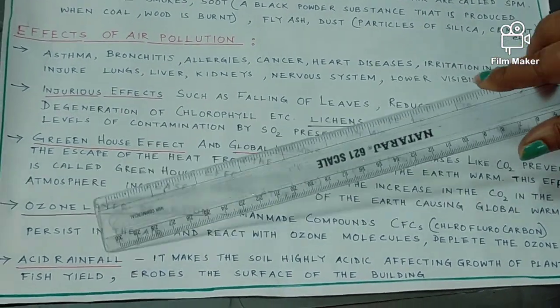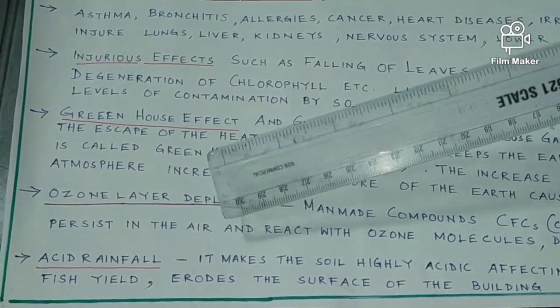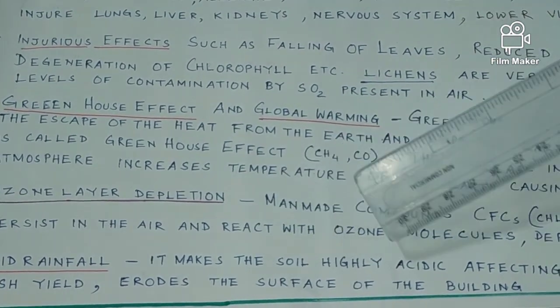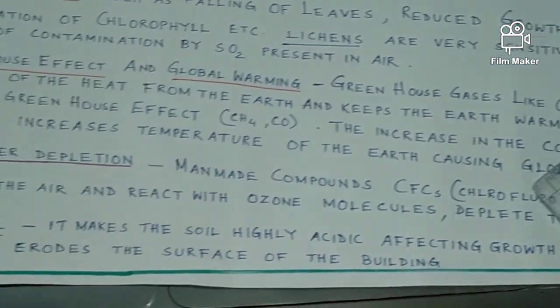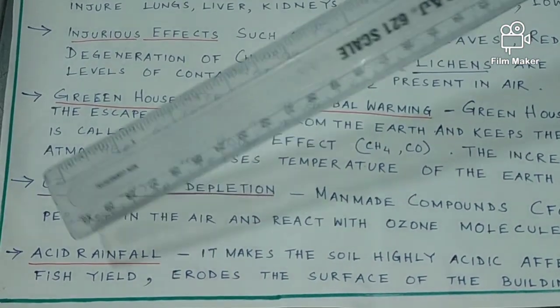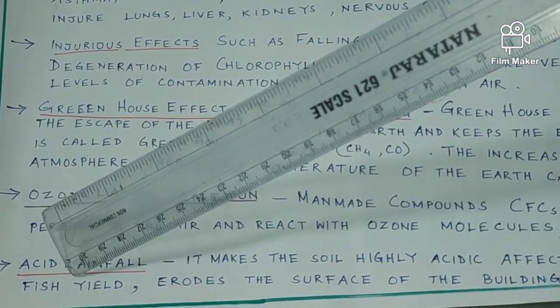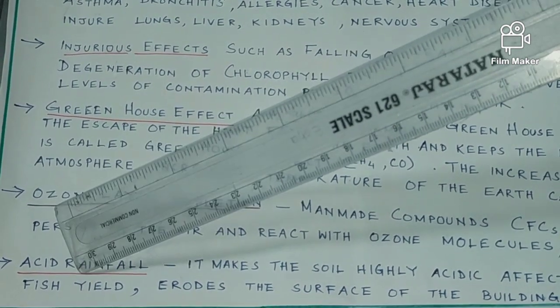Now come to acid rainfall. As I already told you how acid rainfall is produced. Acid rainfall will make the soil highly acidic. It will affect the growth of the plants. It can also affect the production of fish, salmon production. Salmon is a marine fish. Those productions are affected due to acid rainfall.